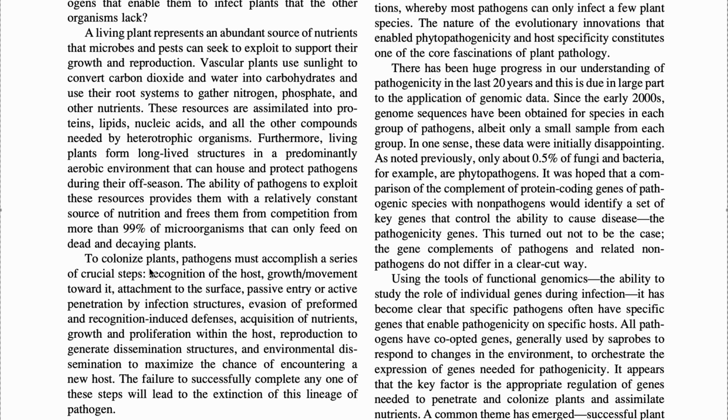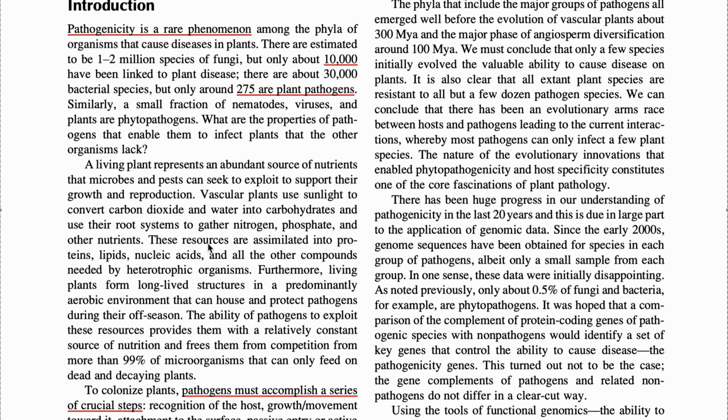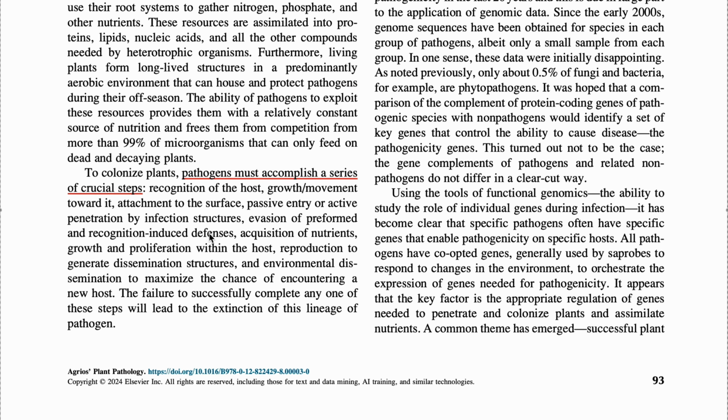So, to colonize plants, a pathogen must accomplish a series of crucial steps. So, what are these steps? What are the methods or processes due to which a specific number of microorganisms are pathogenic? Means 10,000 fungi have the ability to cause disease, and the rest of the 1 million species don't. So, they must follow this series of crucial steps.